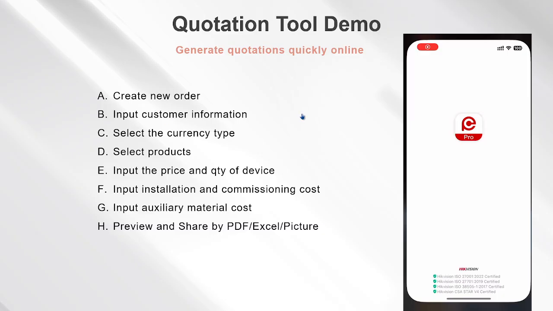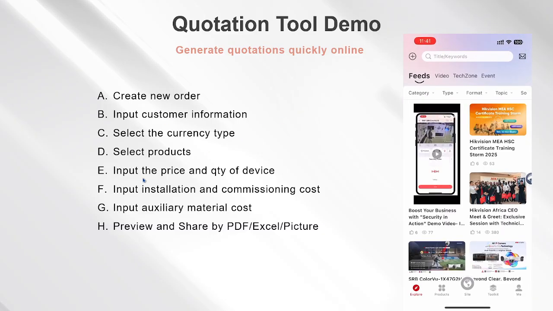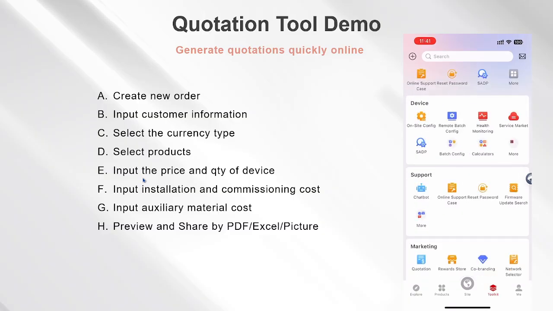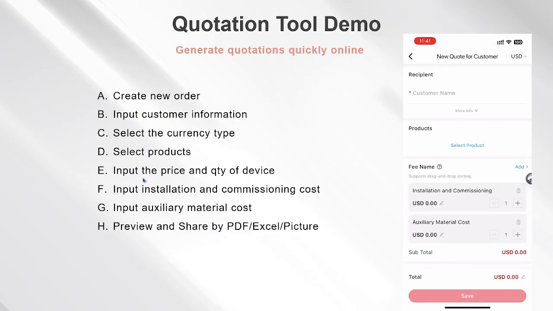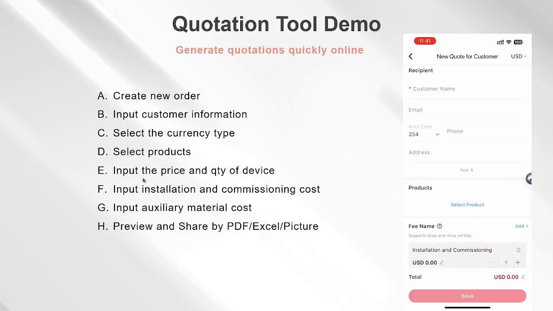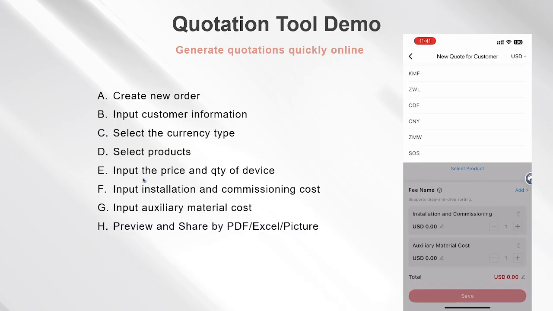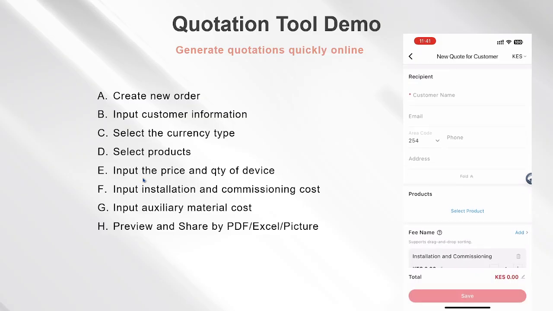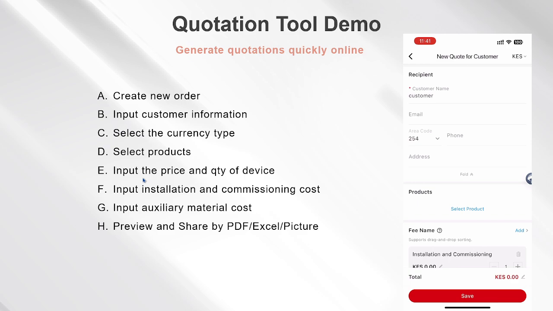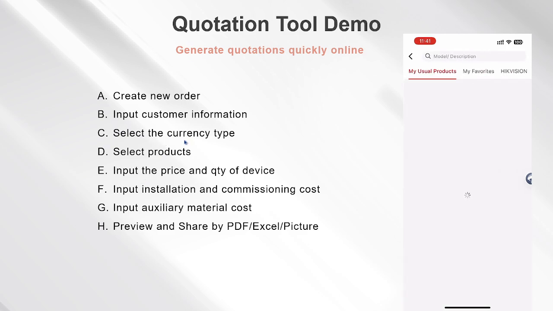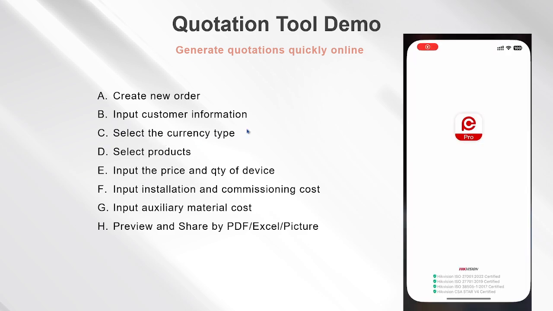Then you have the quotation tool. With the quotation tool, you can create a new order, put in the customer information, select the currency you want to use, select the products you want to use, put in the pricing, then add your installation and other costs and any other items, then share as PDF, Excel, or an image, depending on what you want to do for your customer.